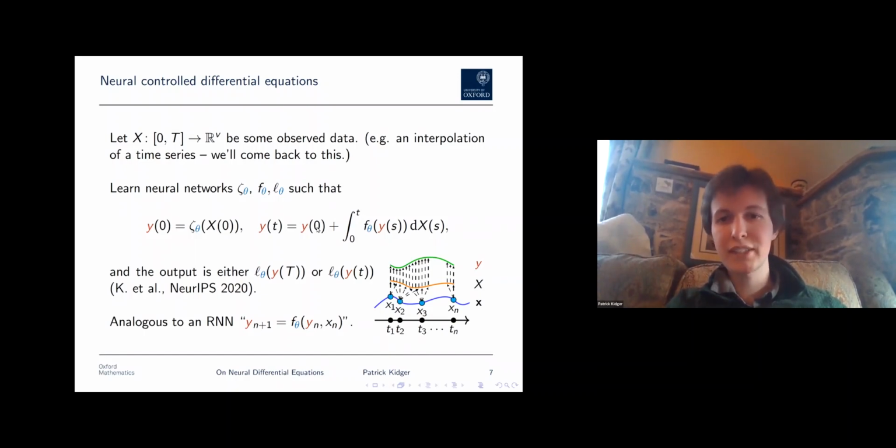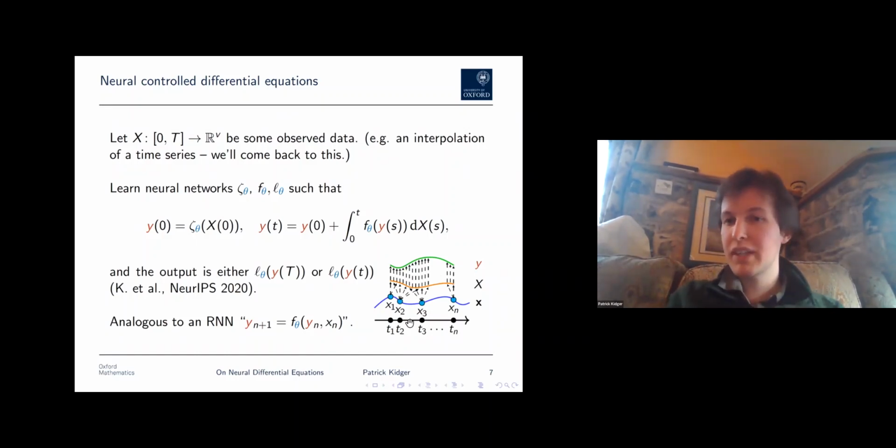Not quite. Okay, so this is the next thing that I'm about to get onto, which is if you think about having something like an RNN, then an RNN is, for the purpose of this discussion, you're trying to learn a function of a time series.